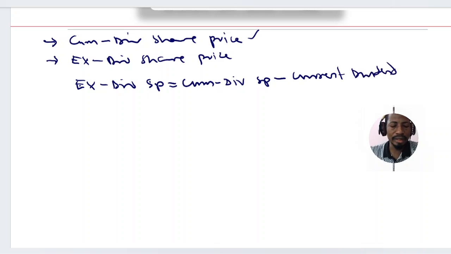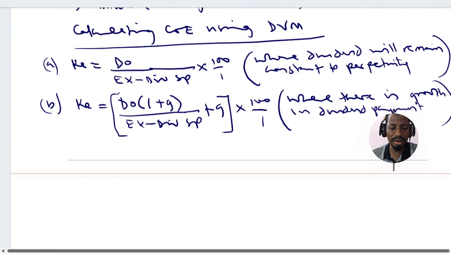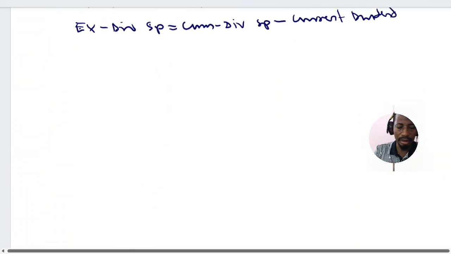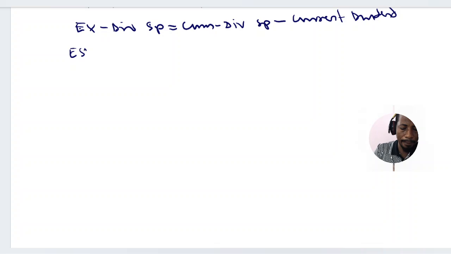So anytime you are given the cum div share price, you need to convert it to ex-div share price. How do you do this? Just minus the current dividend from the cum div share price. It will give you the ex-div share price. So once you have that done, you can then proceed to calculating the cost of equity. So let's talk about growth rates, estimating growth rates.